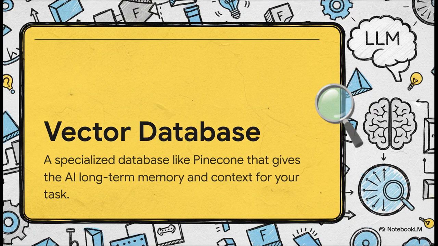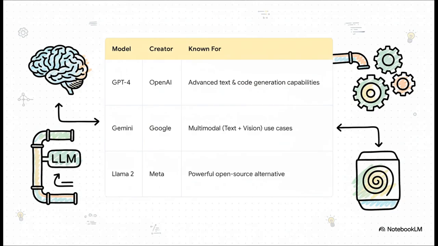And finally, for your AI to be truly useful, it needs a memory. And this is where a vector database comes in. Now, unlike a regular database that just stores rows and columns of text, a vector database stores information based on its conceptual meaning. This gives your application a kind of long-term memory, letting it recall relevant information for whatever specific task you're working on.